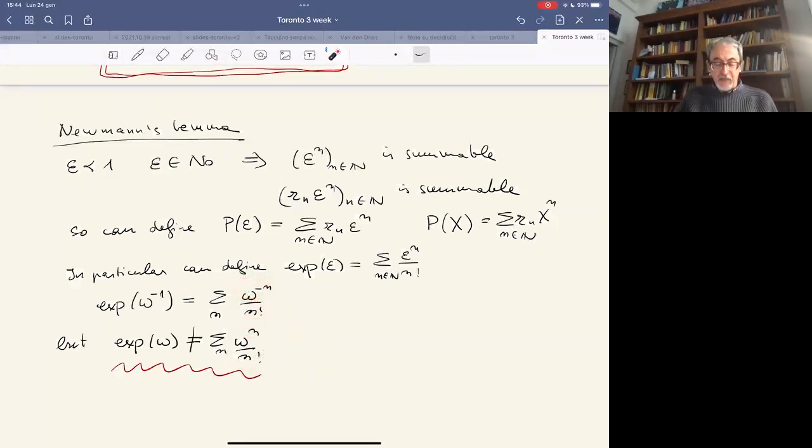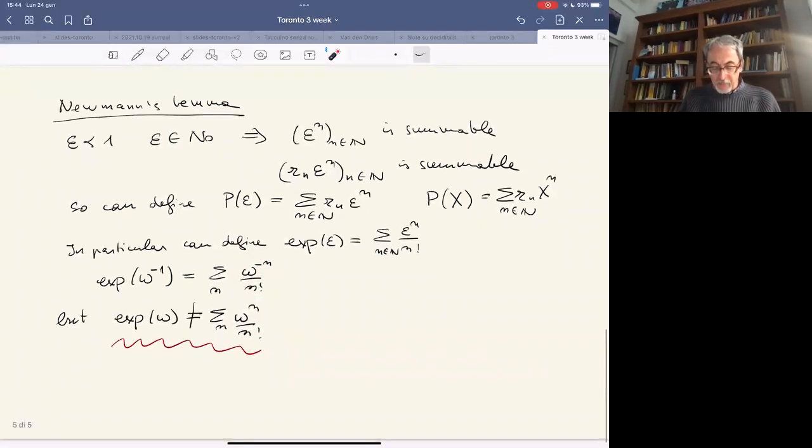So we need a different idea to define exponentiation of an infinite element. For infinitesimal elements, you can just use the Taylor series using Neumann's lemma. But for infinite elements, you need a different approach. Okay, so Neumann's lemma, I would like to give a proof because it's slightly difficult.